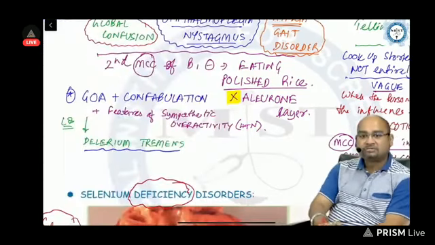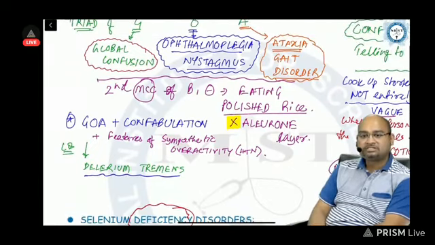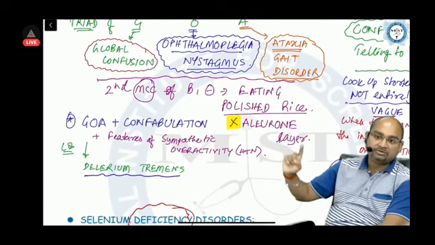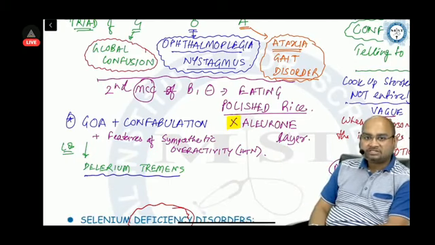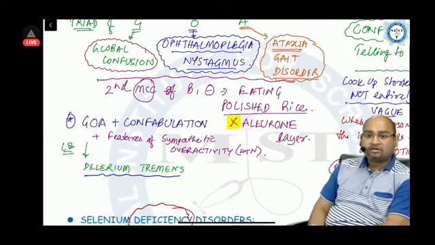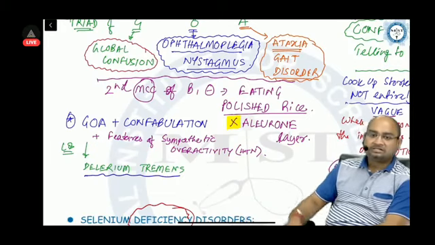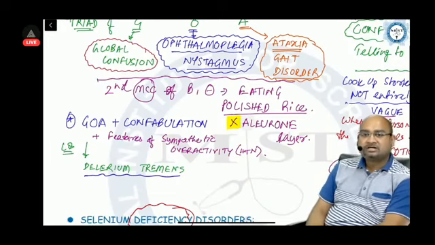However, isolated case of the GOA can be seen in those families which are eating more polished rice, because in polished rice the aleurone layer will be absent. That is the principal source of B1 in our body. Please remember this point, beta. But GOA plus confabulation plus any features of sympathetic overactivity, if it has been asked in your exam, beta, then please remember these guys.